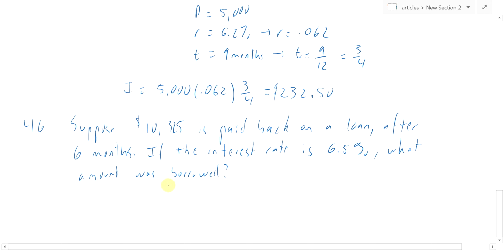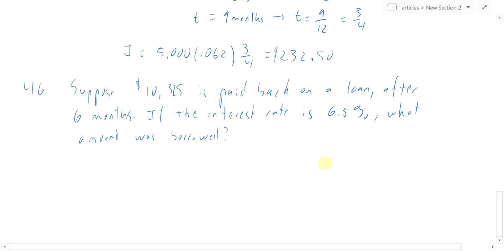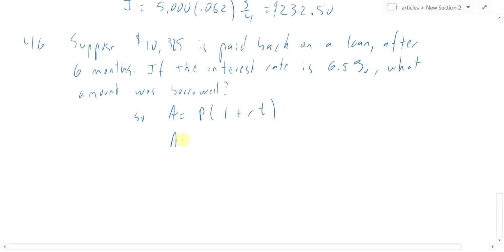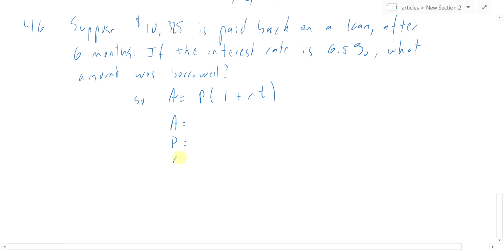Right, so what we're looking for is how much was actually borrowed. They tell us what was paid back. They tell us the time and the rate. So, since we're not looking just for the interest but the total amount, we'll use this formula. A equals P times 1 plus RT. A is the total amount that has to be paid back. P is the amount that you would borrow. R is the rate that you got. T is the time it took.